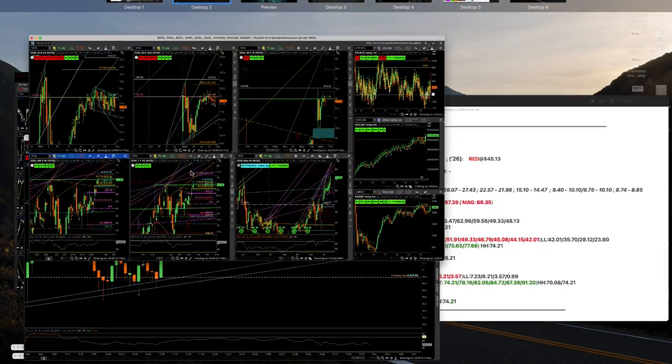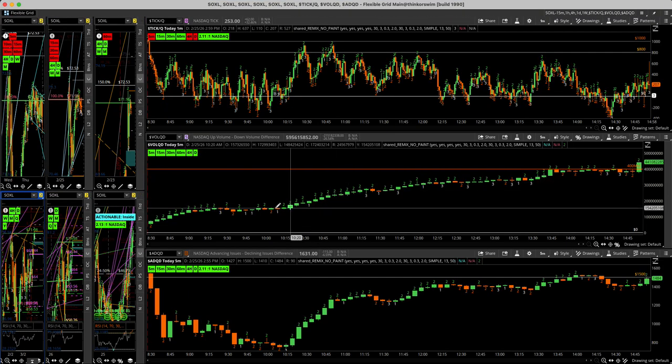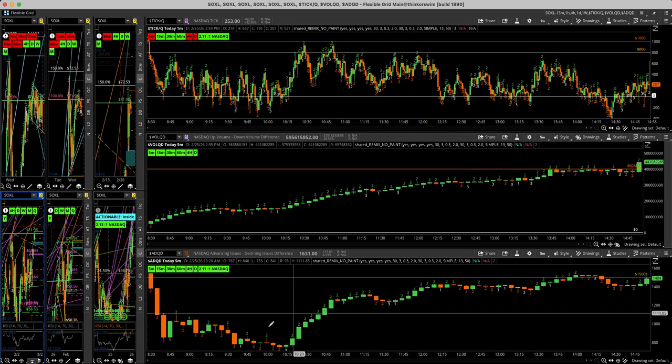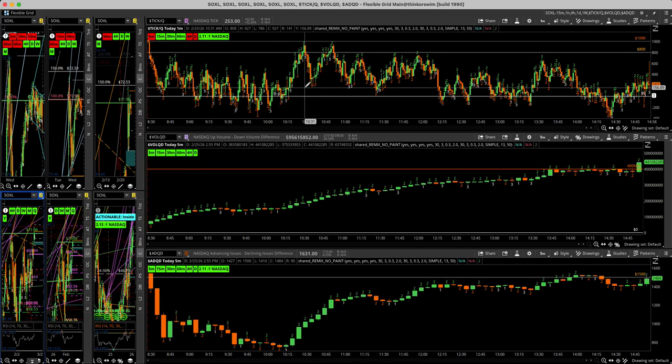If we take a look at internals, QQQ internals, right? If we just look at that, VOLD was trending up all day. ADD did drop in the morning, and that was that early drop, but then it was trending up the rest of the day. The tick never even really went below the zero line until the end of the day.